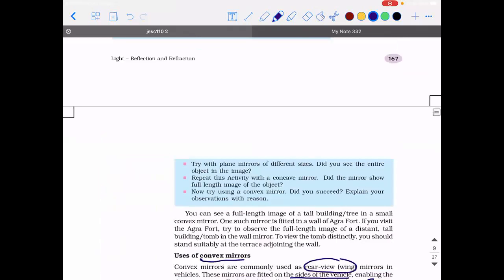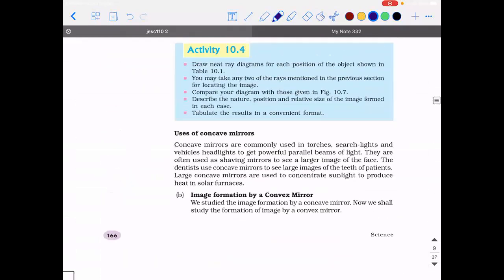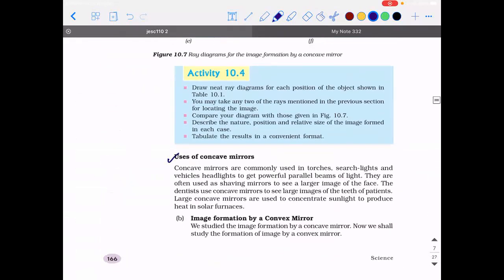So these are the uses of convex mirrors. Similarly, there are some uses of concave mirrors also. Concave mirrors are generally used in torches, searchlights, and vehicle headlights to give powerful parallel beams of light. They are often used as shaving mirrors also. If you go to hotels and all, you can see some shaving mirrors that they use. When you go close to them, you can see that your face is highly magnified. Shaving mirrors are used to see a larger image of the face. Similarly, dentists use concave mirrors to see larger images of the teeth of patients.